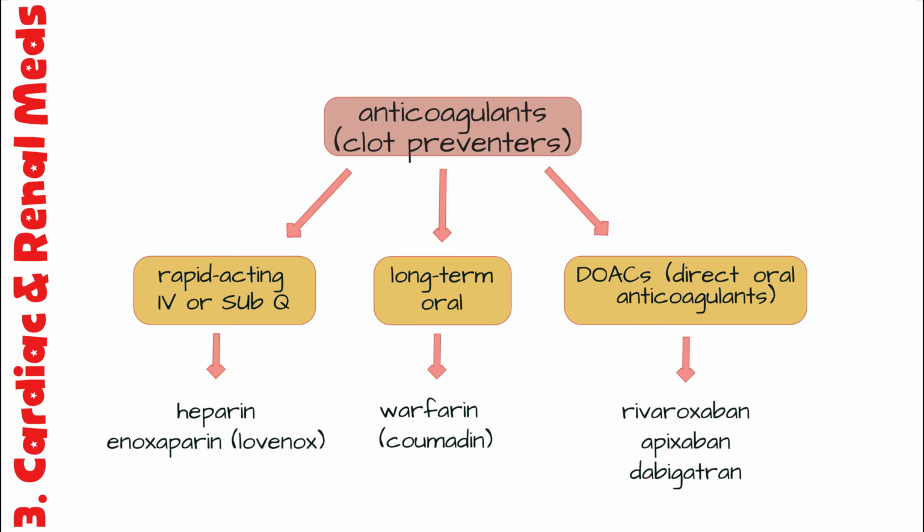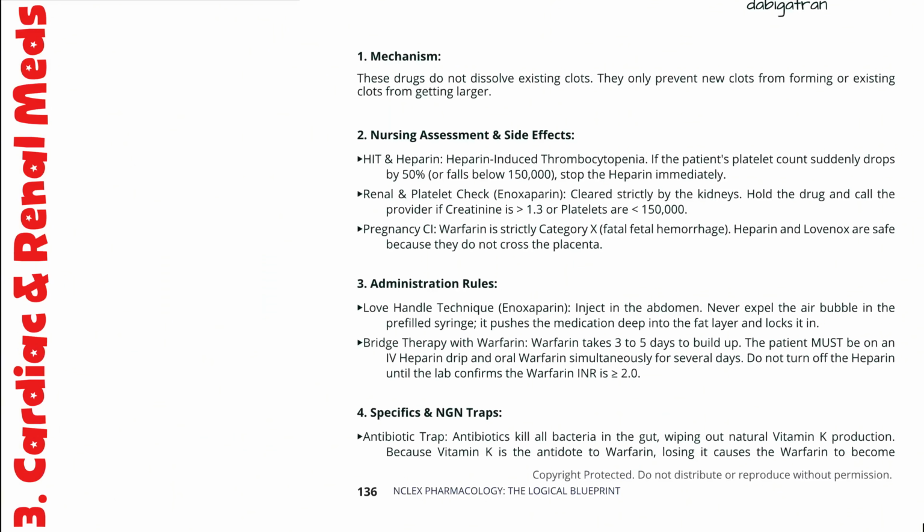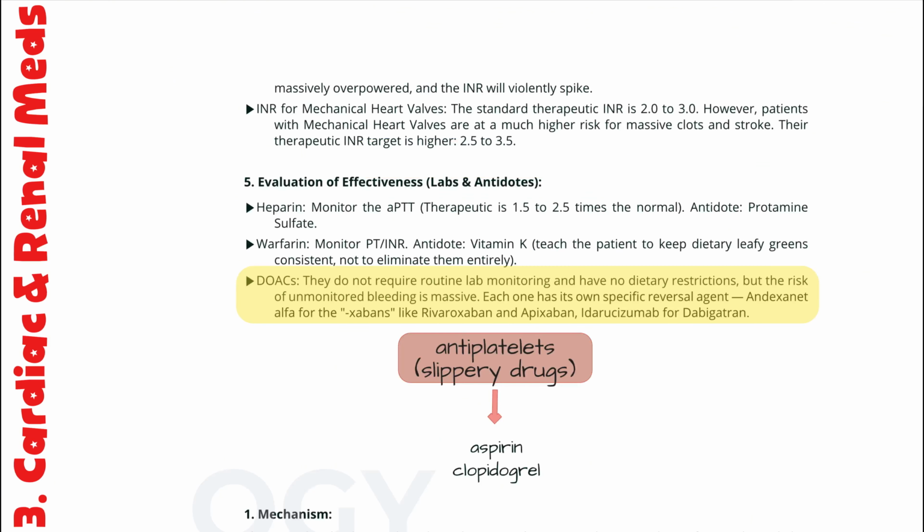Heparin and Lovenox work fast. Warfarin takes days to build up, so it needs bridge therapy until the INR reaches 2 or higher. Watch for HIT. If platelets drop by 50%, or fall below 150,000, stop the heparin immediately. DOACs don't need routine monitoring, but the bleeding risk is real, and each one has its own specific reversal agent.